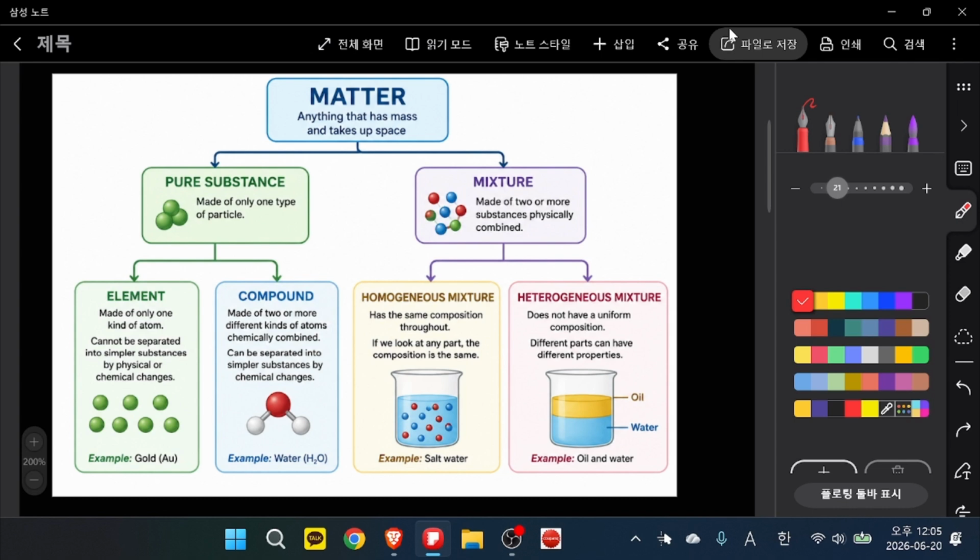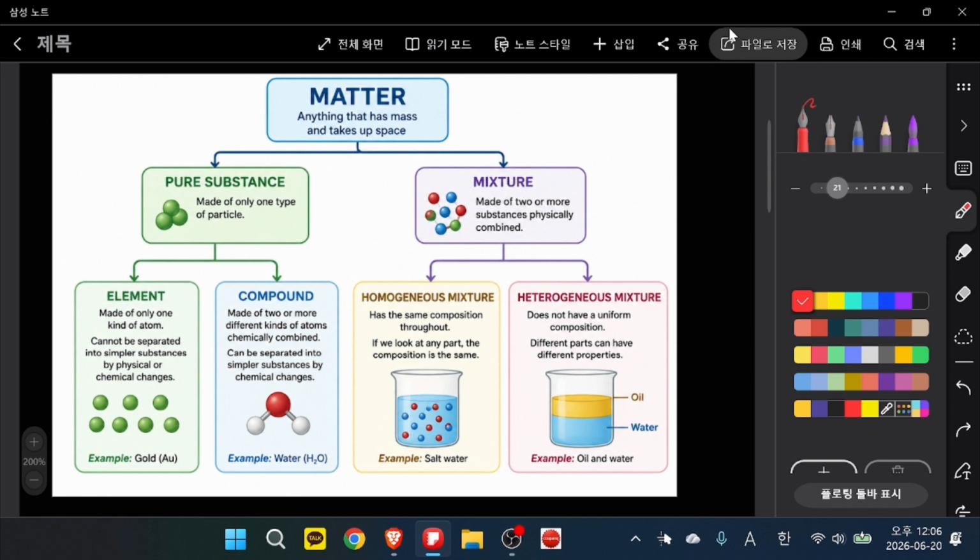Before we learn about pure substances, let's understand some important words: particle, atom, and molecule. A particle is a very small unit that makes up matter. It is a general word that includes atoms and molecules. An atom is the smallest unit of an element. It is a single building block of matter. A molecule is made when two or more atoms are joined together. For example, one gold atom is a particle and one water molecule is also a particle.